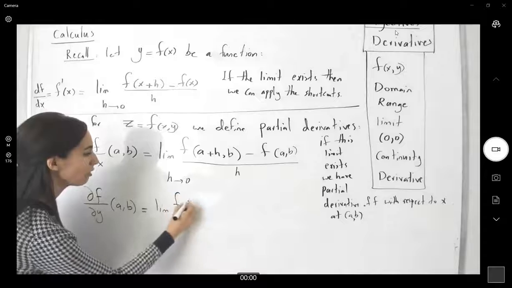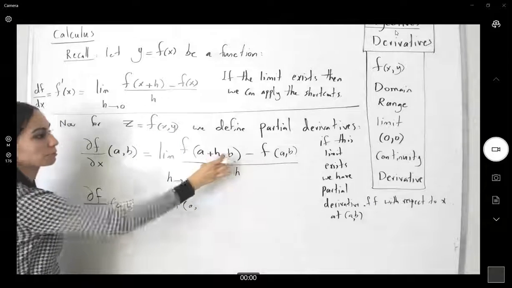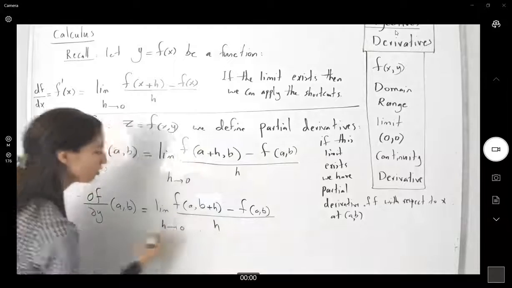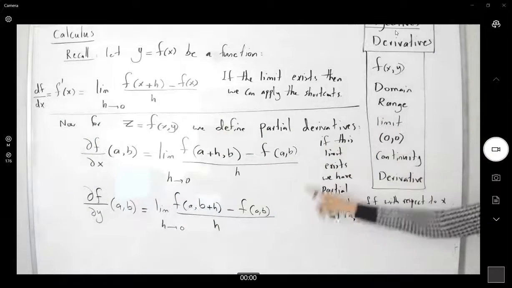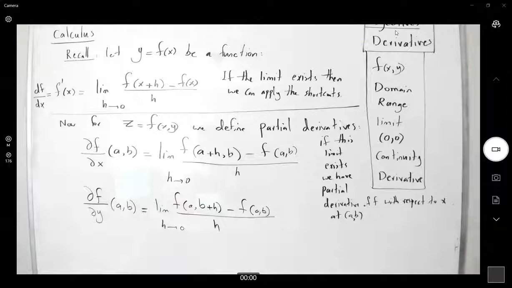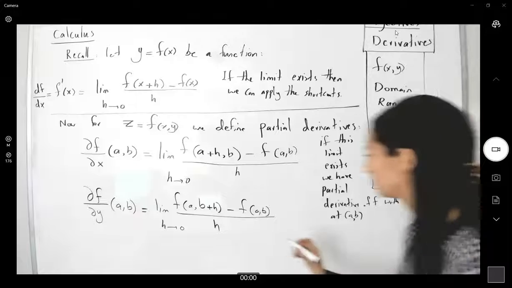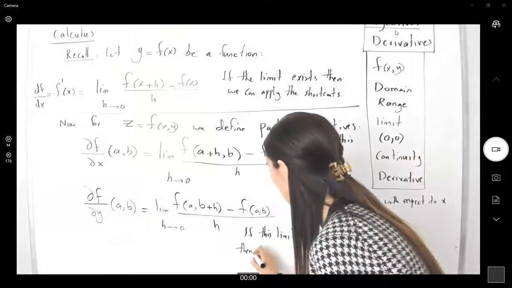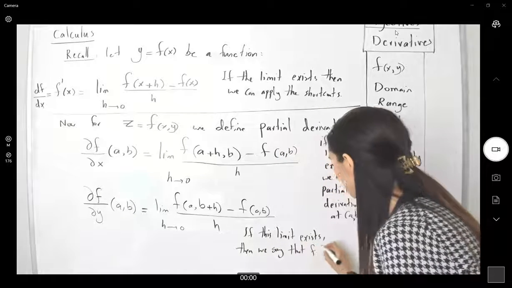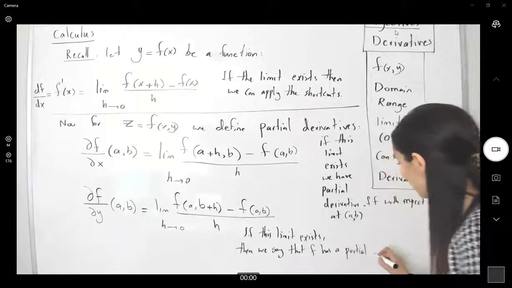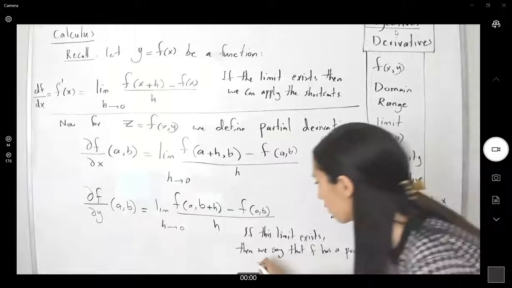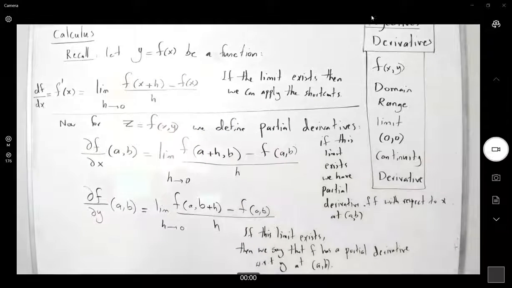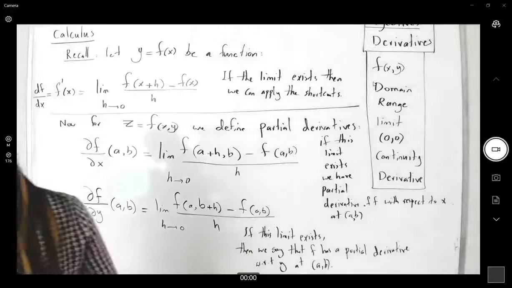So this is going to be the limit of f of a, comma, you replace y by b plus h, minus f of a and b, divided by h as h goes to 0. After simplifying this limit, again, if the limit exists, you say that you have the partial derivative of the function with respect to y at a and b. If this limit exists, then we say that f has a partial derivative with respect to y at a and b. Perfect.